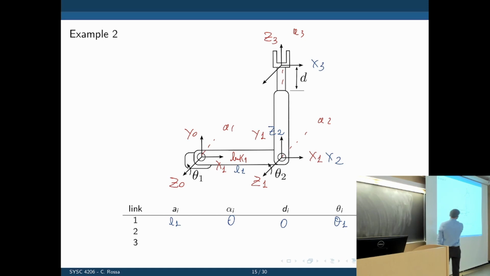Now let's look at link 2. Now link 2, we are looking at this 2 here. Is there any translation between them? No, so we can right away say which parameters are 0. A2 and D2 are 0 because the frames are coincident. So this one and that one are 0. Now let's look at the other ones here.